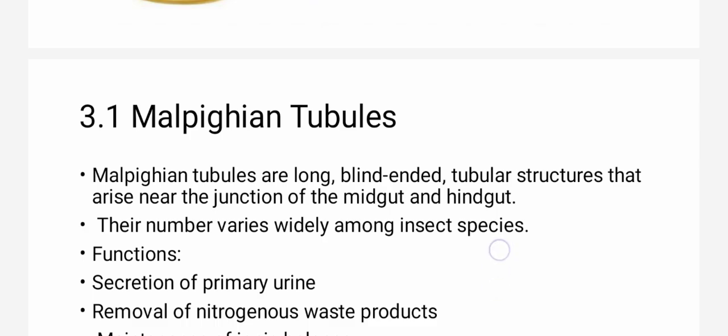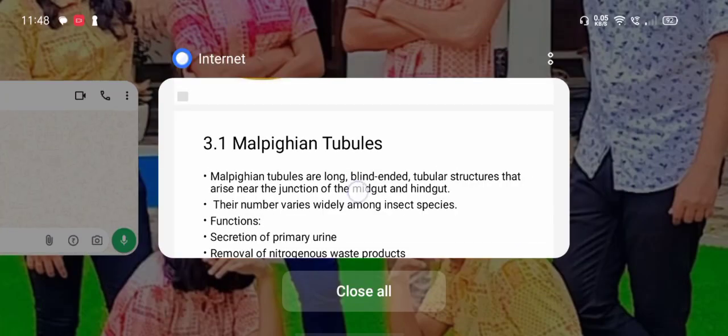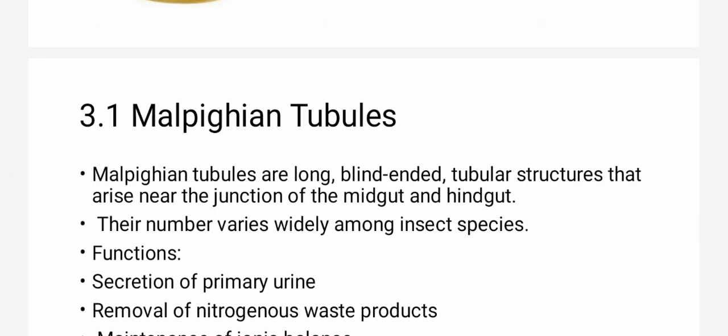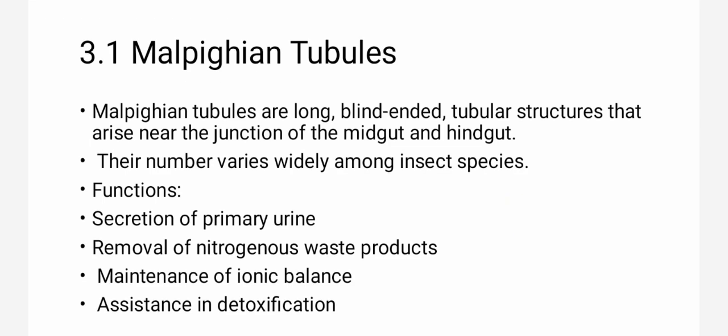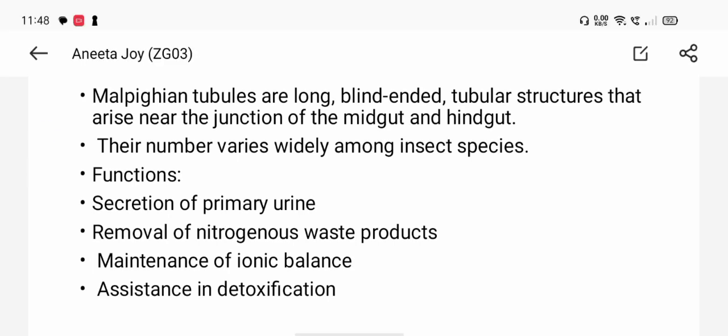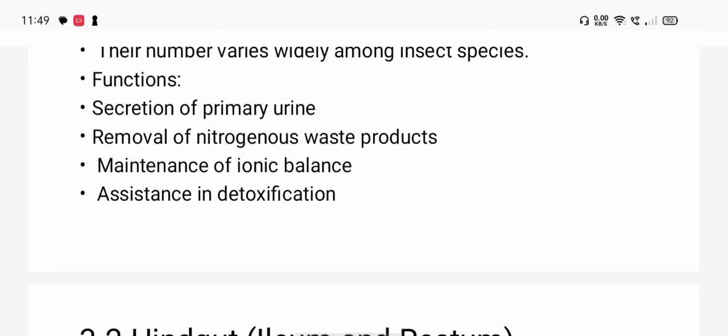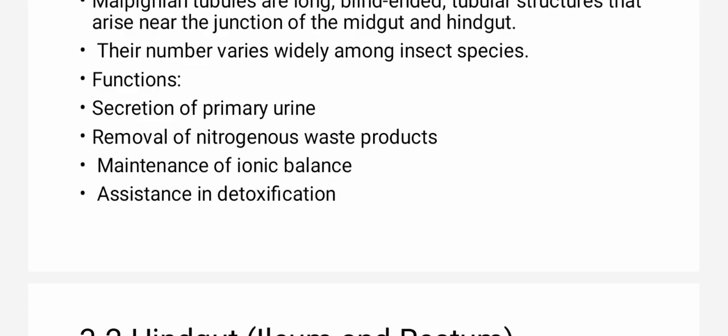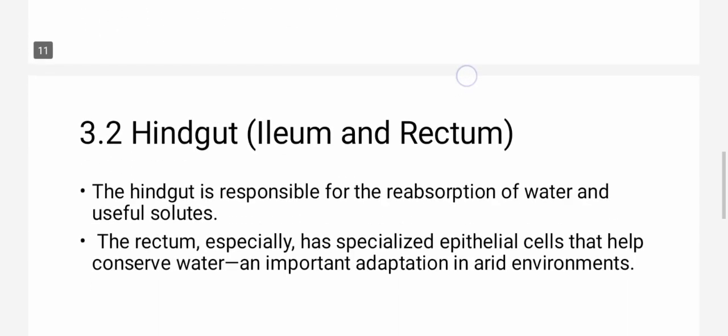Malpighian tubules are long, blind-ended tubular structures that arise near the junction of the midgut and the hindgut. Their numbers vary widely among insect species. Their functions include secretion of primary urine and the removal of nitrogenous waste products, maintenance of the ionic balance, and assistance in detoxification.